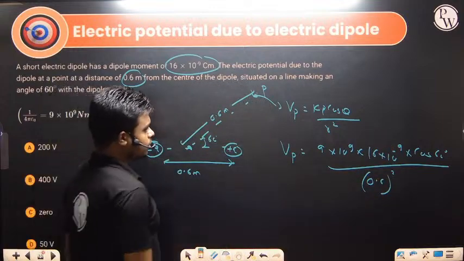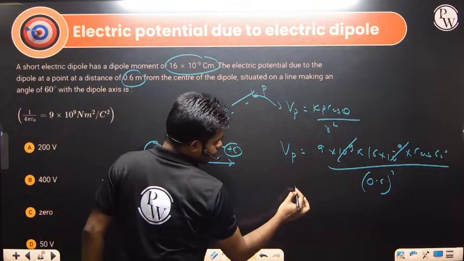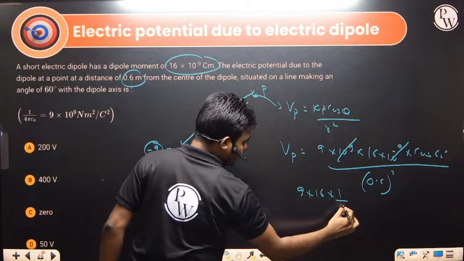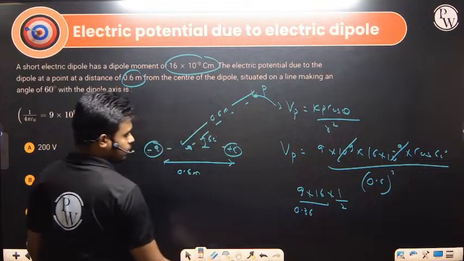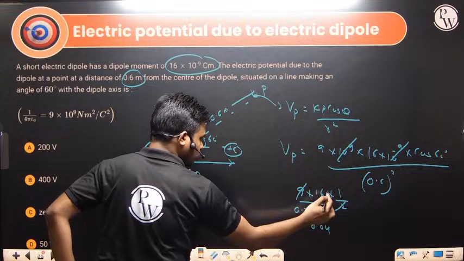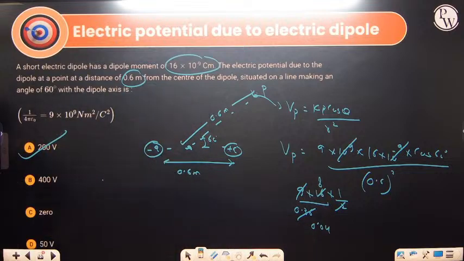Further calculation: this will give 10 to the power 9, and 10 to the power minus 9 cancels out. Cos 60 value is 1 by 2. So 9 into 16 into 1 by 2, divided by 0.6 square, 0.36, right? So this one is 1 and this is 0.04 and this will be 8. 8 by 0.04, answer is 200. Okay, answer will be 200.